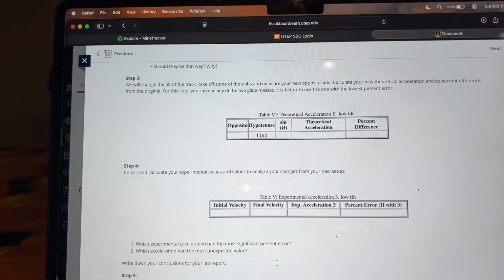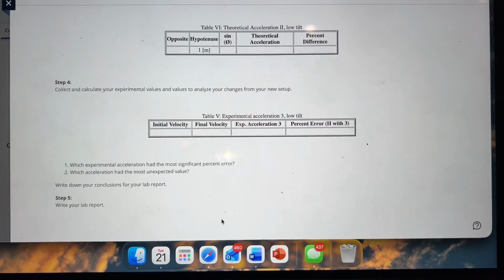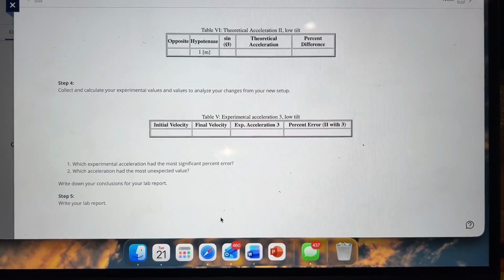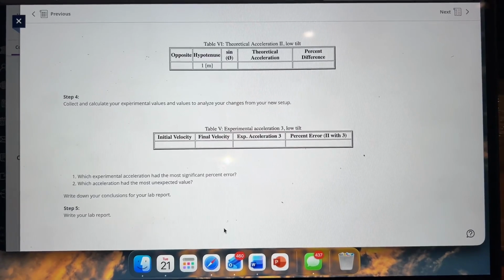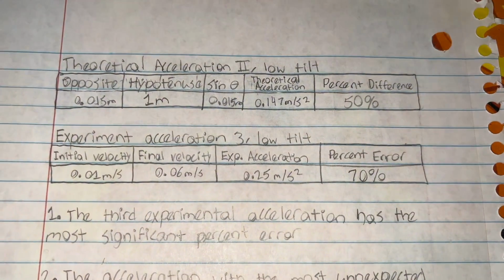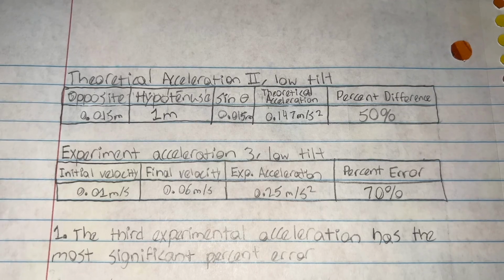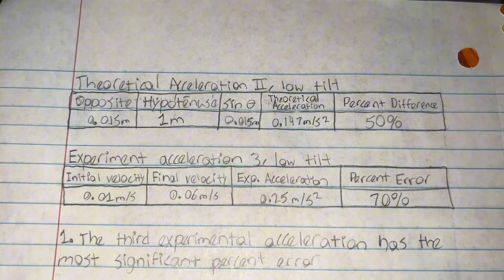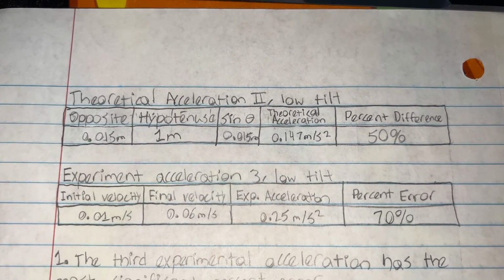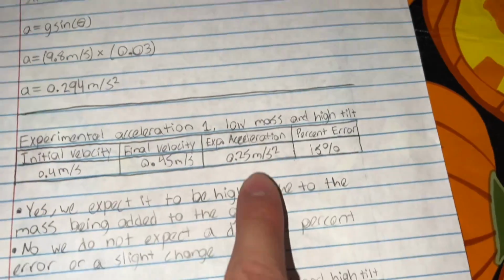And with that, we were able to start our final experimental acceleration, which was basically just our regular low tilt experiment. When we did it, we got these values here. We determined that our initial velocity was 0.1 meters per second. Our final velocity was 0.06 meters per second. And our experimental acceleration was actually 0.25 meters per second squared, which was actually similar to our one with the low mass and high tilt, surprisingly enough.